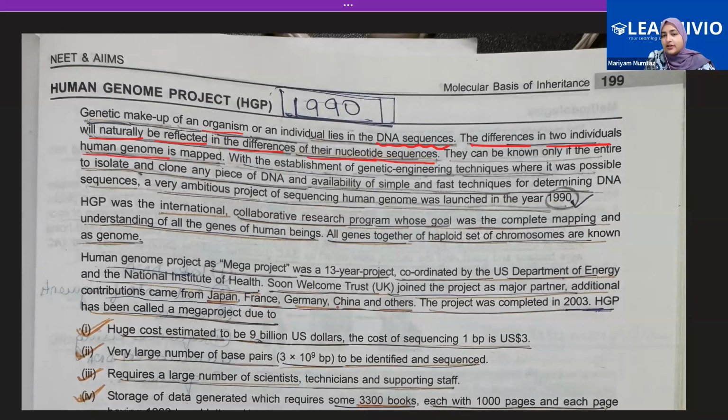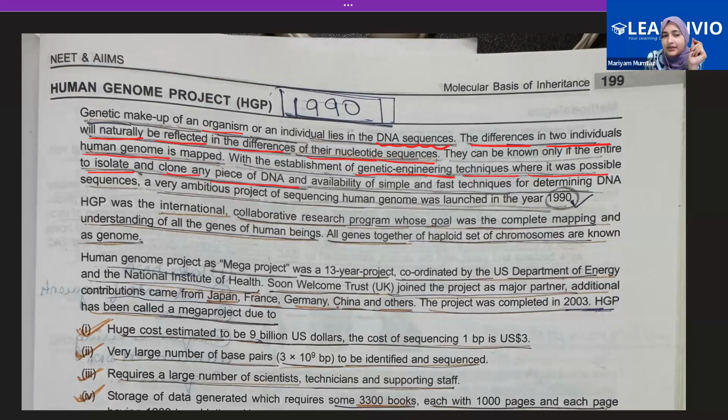So with the establishment of genetic engineering techniques, where it was possible to isolate and clone any piece of DNA, meaning, genetic engineering is a very huge branch of science. Here you can take a piece of DNA and make thousands and thousands of copies, and that is called cloning, like how clones are exact copies. So you can make thousands of copies using one piece of DNA. And these techniques were developed and in the market then.